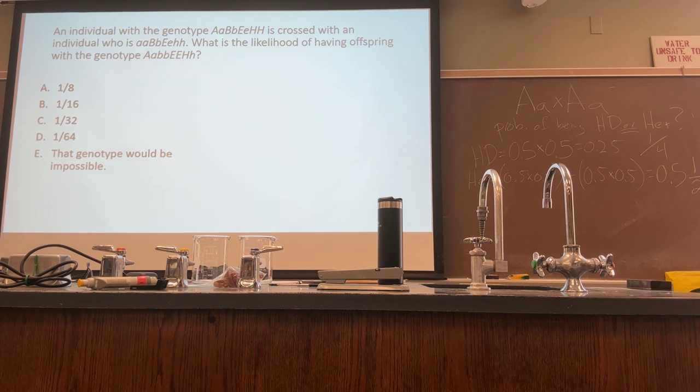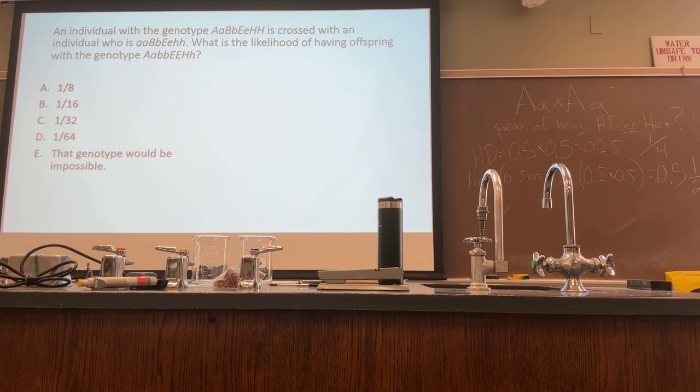An individual with the genotype heterozygous A, heterozygous B, heterozygous E, homozygous dominant H is crossed with an individual who is homozygous recessive A, heterozygous B, heterozygous E, homozygous recessive H. What is the likelihood of having an offspring with this genotype? Heterozygous A, homozygous recessive B, homozygous dominant E, heterozygous H.